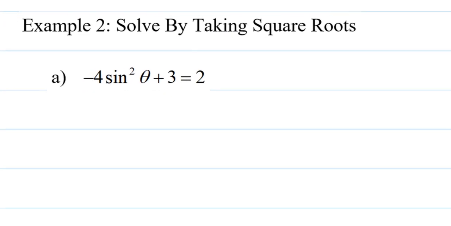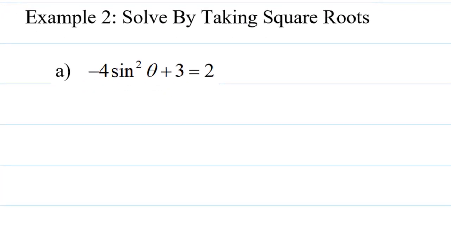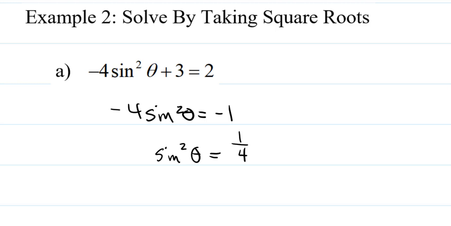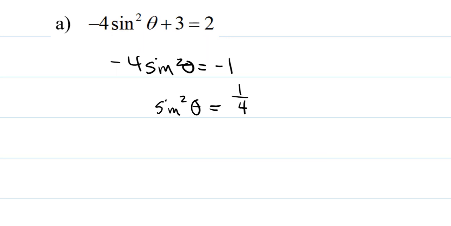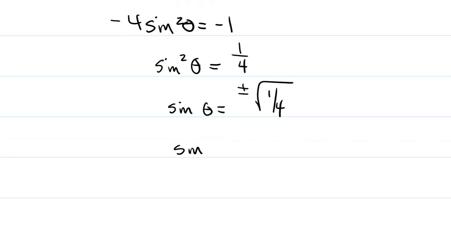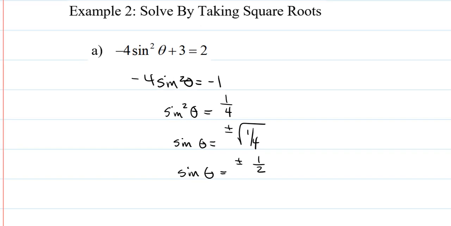First, we'll move that 3 over. When you do that, you'll get -4 sine squared theta equals 2 minus 3, which gives us -1. Dividing both sides by -4, and here's where you have to be careful with your arithmetic, we get sine squared of theta equals 1/4. Now, when you solve for a quantity that's being squared, you square root both sides, so make sure you do plus or minus, and then the square root of 1/4. This happens to be a perfect square, which is really nice. So sine of theta is plus or minus 1/2. That is how we solve this equation.